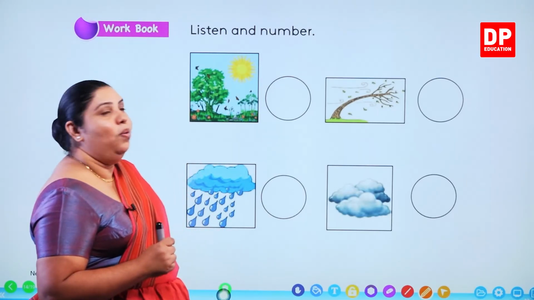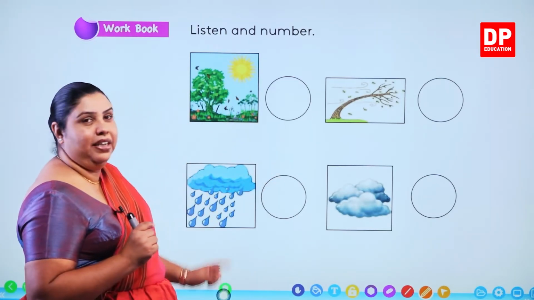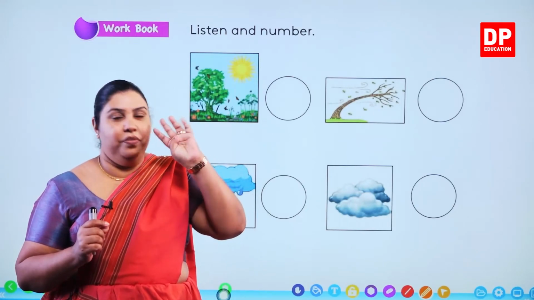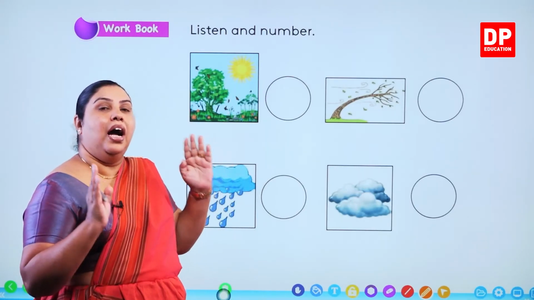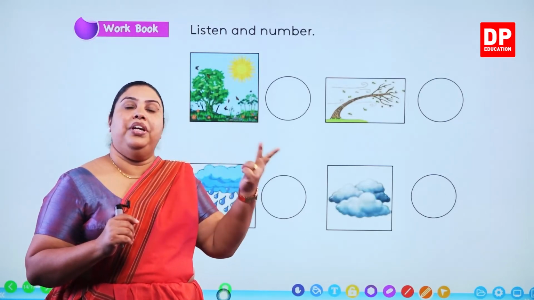Right. Okay, now I'm going to give you a number. Now how many weather types do we have here? We have only 4 weather types. So I'm going to ask you to number them using number 1, 2, 3 and 4.